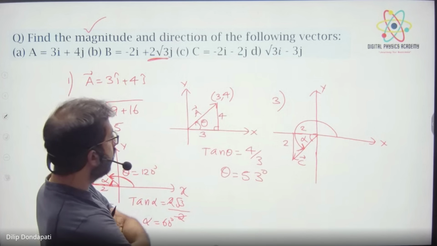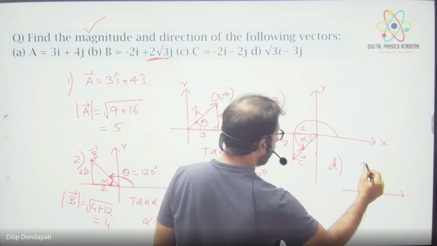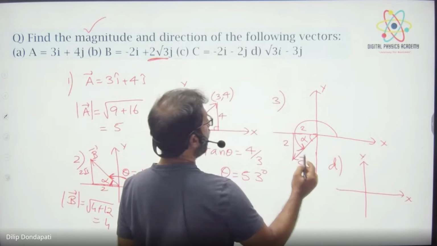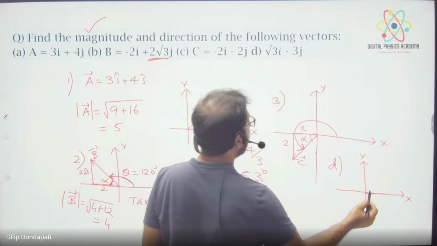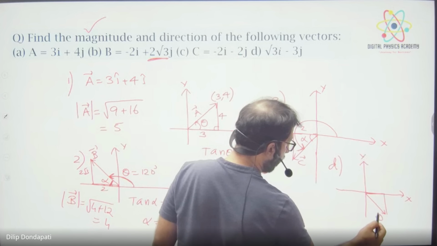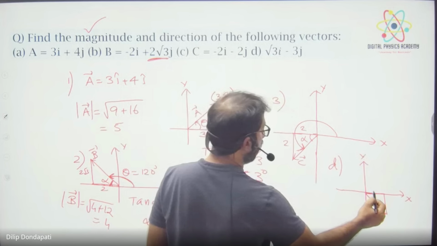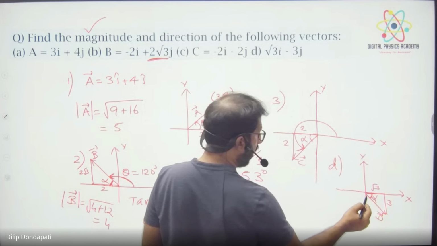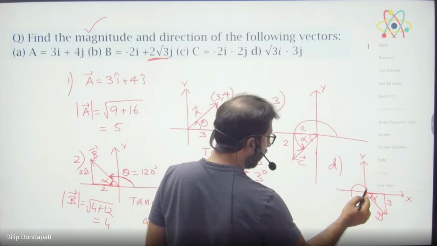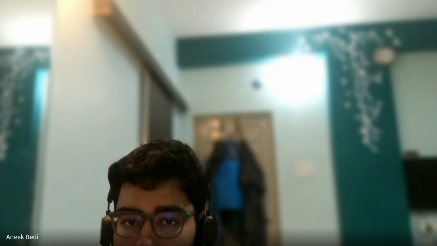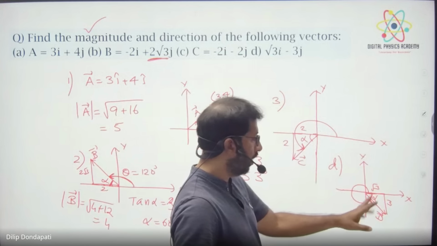How much? Fourth one. Sir, root 12. Okay, angle I want. Root 3 I cap, that is x axis root 3 and minus 3. This vector is like this, a D vector. So this is root 3, this is 3. This is alpha. I want the angle from here to here, also from the x axis. 300 degrees. So this is 60, 300 degrees. Okay.